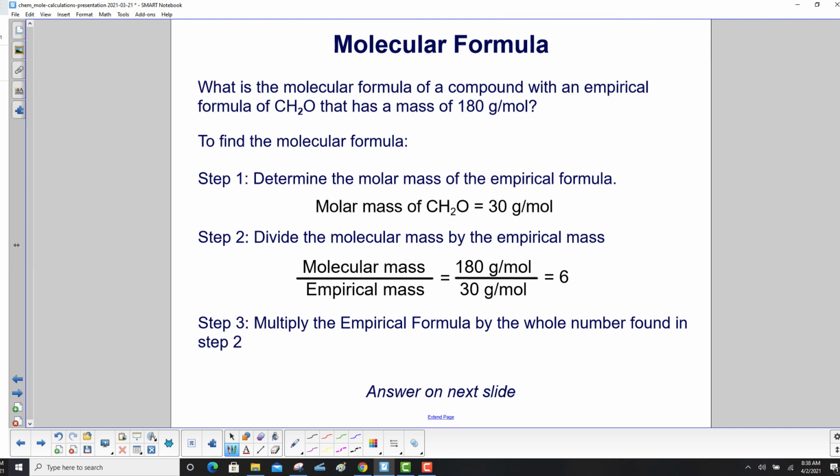Now, step 2. Divide the molecular mass, which is this 180 grams per mole, by the empirical mass. The empirical mass is 30 grams per mole. So 180 grams per mole divided by 30, we get 6. And finally, multiply the empirical formula by the whole number found in step 2. So here's a whole number in step 2, and here's our empirical formula, and we get C6H12O6.